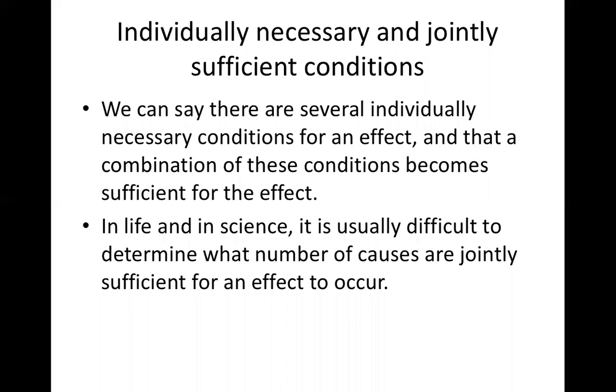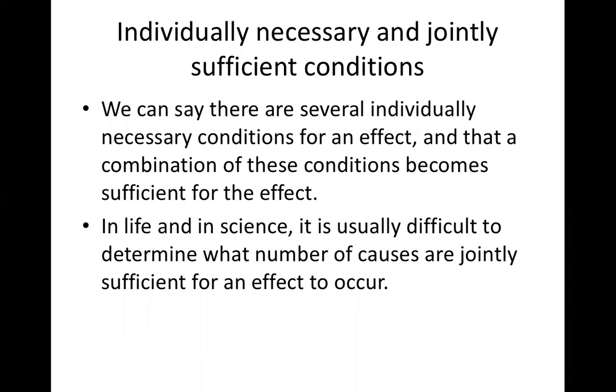Now we have individually necessary but jointly sufficient conditions. We can say there are several individually necessary conditions for an effect, and that a combination of these conditions becomes sufficient for the effect. In life and in science, it is usually difficult to determine what number of causes are jointly sufficient for an effect. Now, it is not easy to know how many causes will come together to be sufficient for an effect.